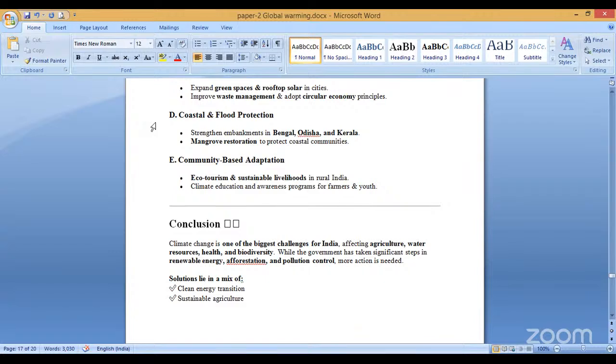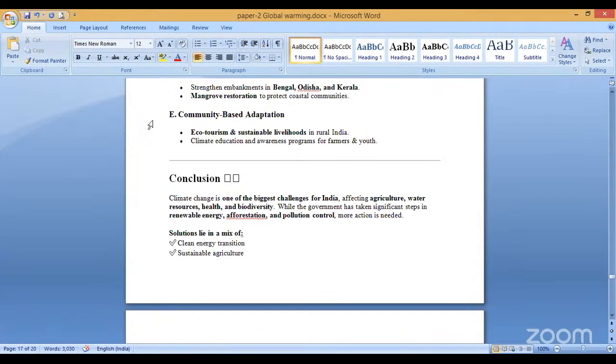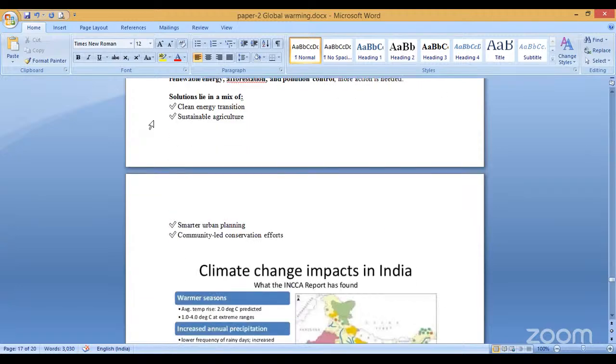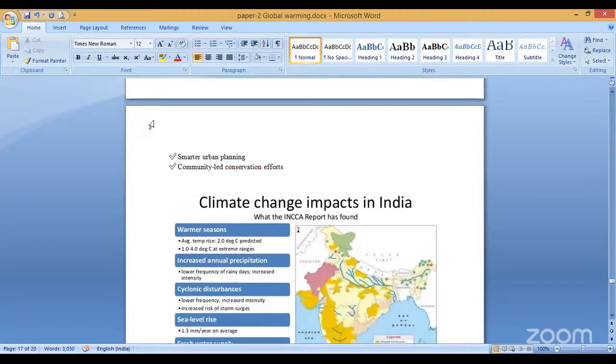And coming to the conclusion, climate change is one of the biggest challenges for India, affecting agriculture, water resources, health, and biodiversity. The government has taken significant steps in renewable energy, afforestation, and pollution control. More action is needed. The solution lies in a mix of clean energy transitions, sustainable agriculture, smarter urban planning, and community-led conservation efforts.